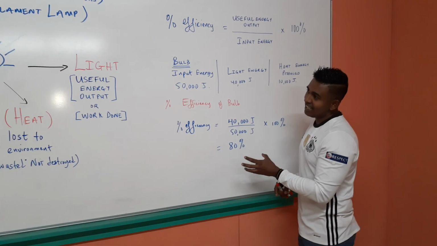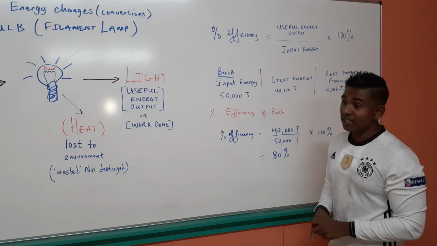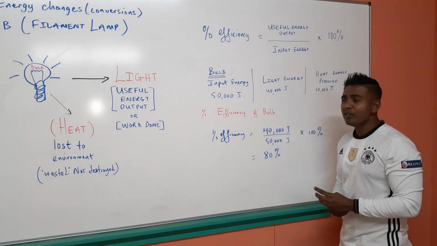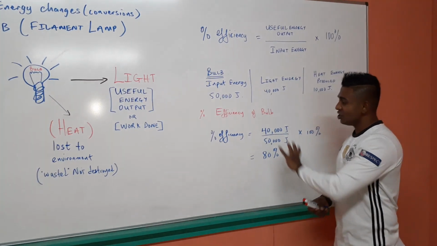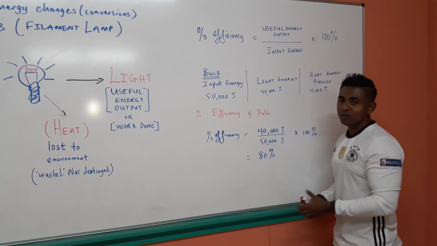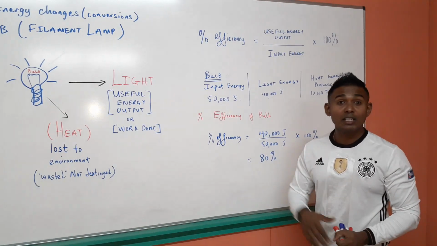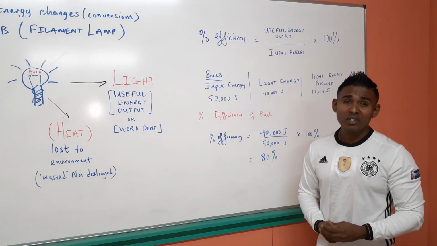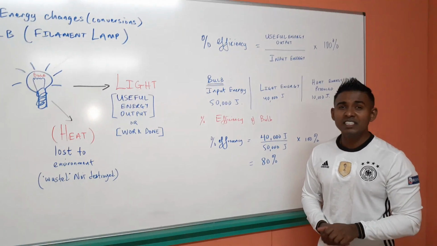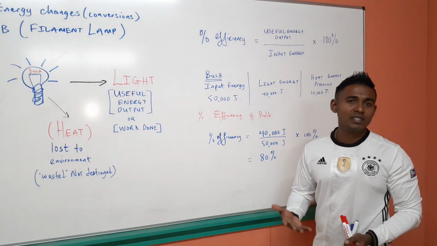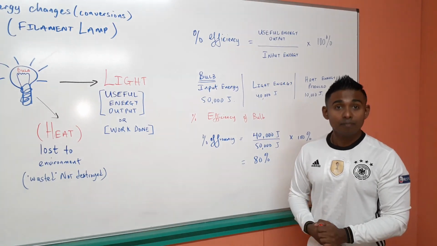Now, just to give you an idea, the average filament lamp is actually very, very poor in efficiency. This is just some numbers I use to make the calculation easy. But very often these filament lamps waste quite a lot of energy. They're only up to 15% efficient, which means they waste 85% of their energy in heat.